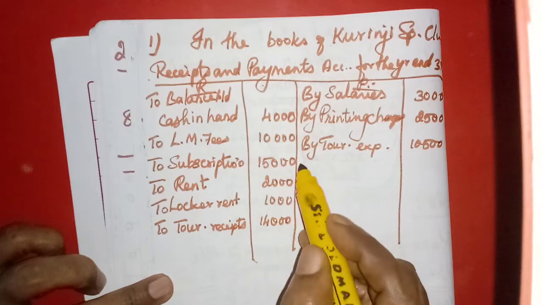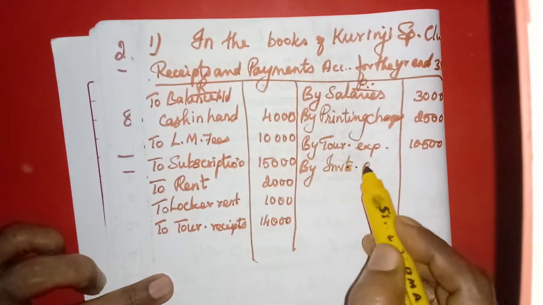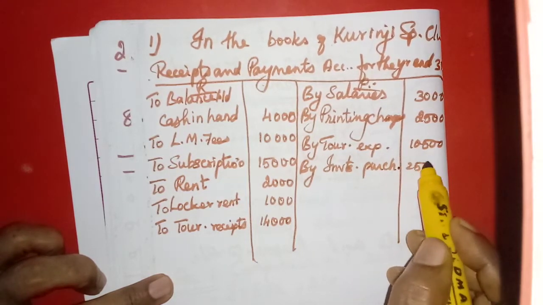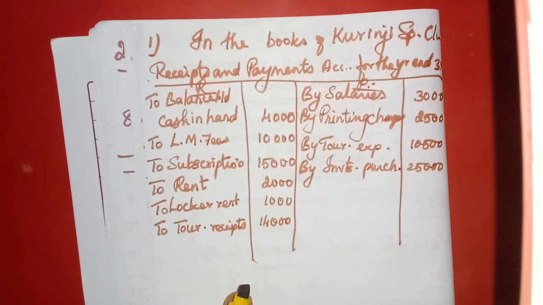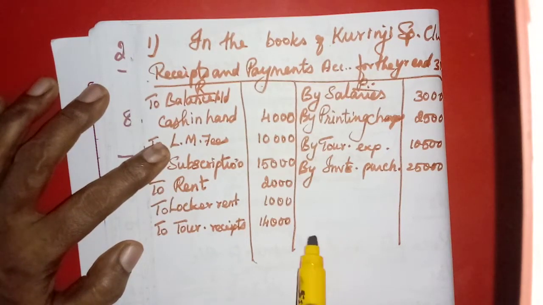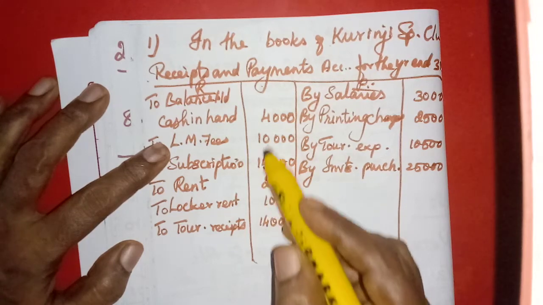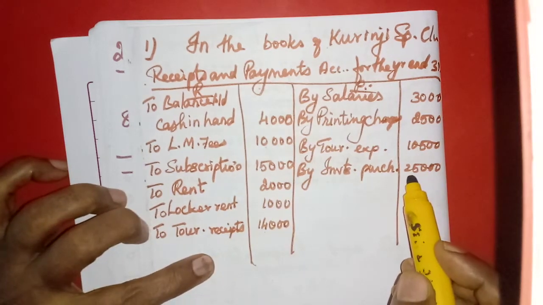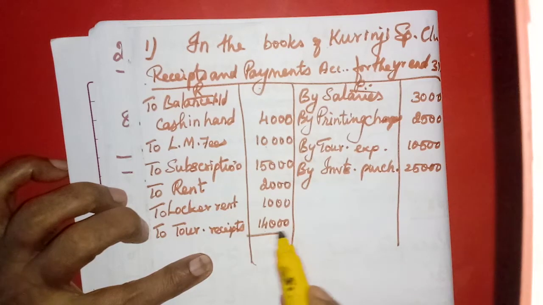Investment purchased. By investment purchased 25,000. All the items we have entered. Now we will check which side more balance, more amount. Here 25, 35, 40, 47, 51, isn't it? Here, okay, 10 less only, 25, 35. So we will add this side first.